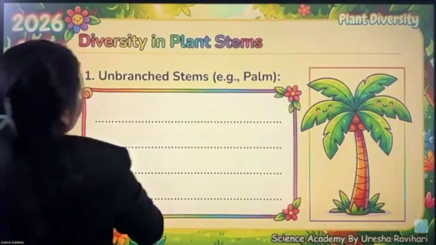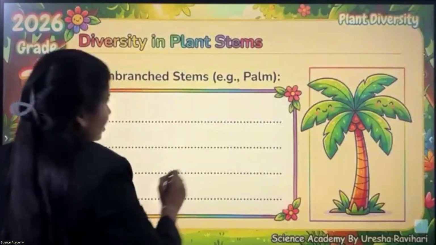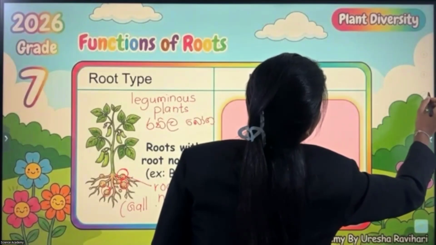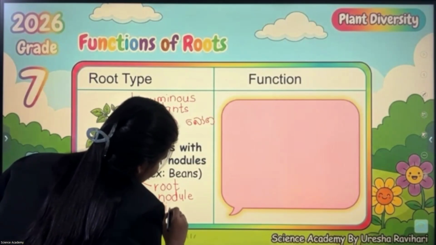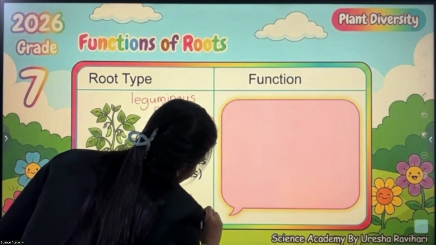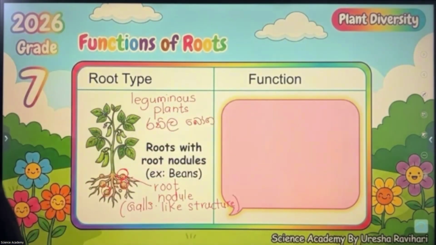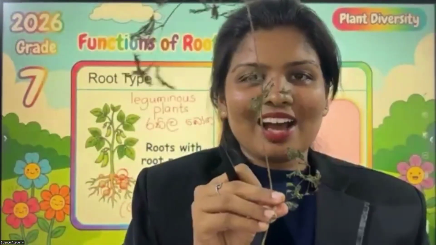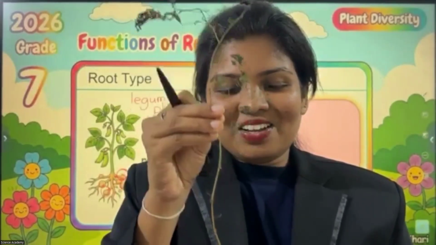Goal-like structures, we write. Goal-like structures. Children, I'll show you a live specimen of these root nodules. Here you can see, this is a kind of sleeping beauty. This plant has already started to sleep.